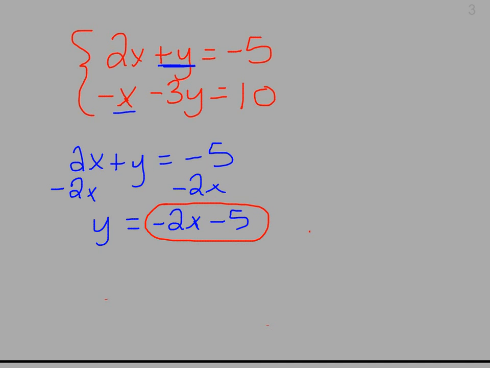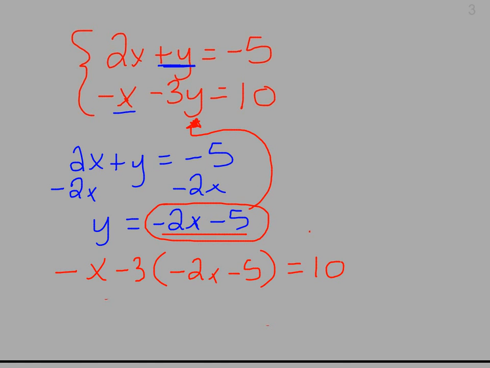Since I know what y equals, I'm going to take that and plug it into the other equation where the y is, right there. So I'm going to have negative x minus 3, and then I'm going to put what I just found y is in there. So negative 2x minus 5 equals 10. And then I'll solve this like I've done the others.